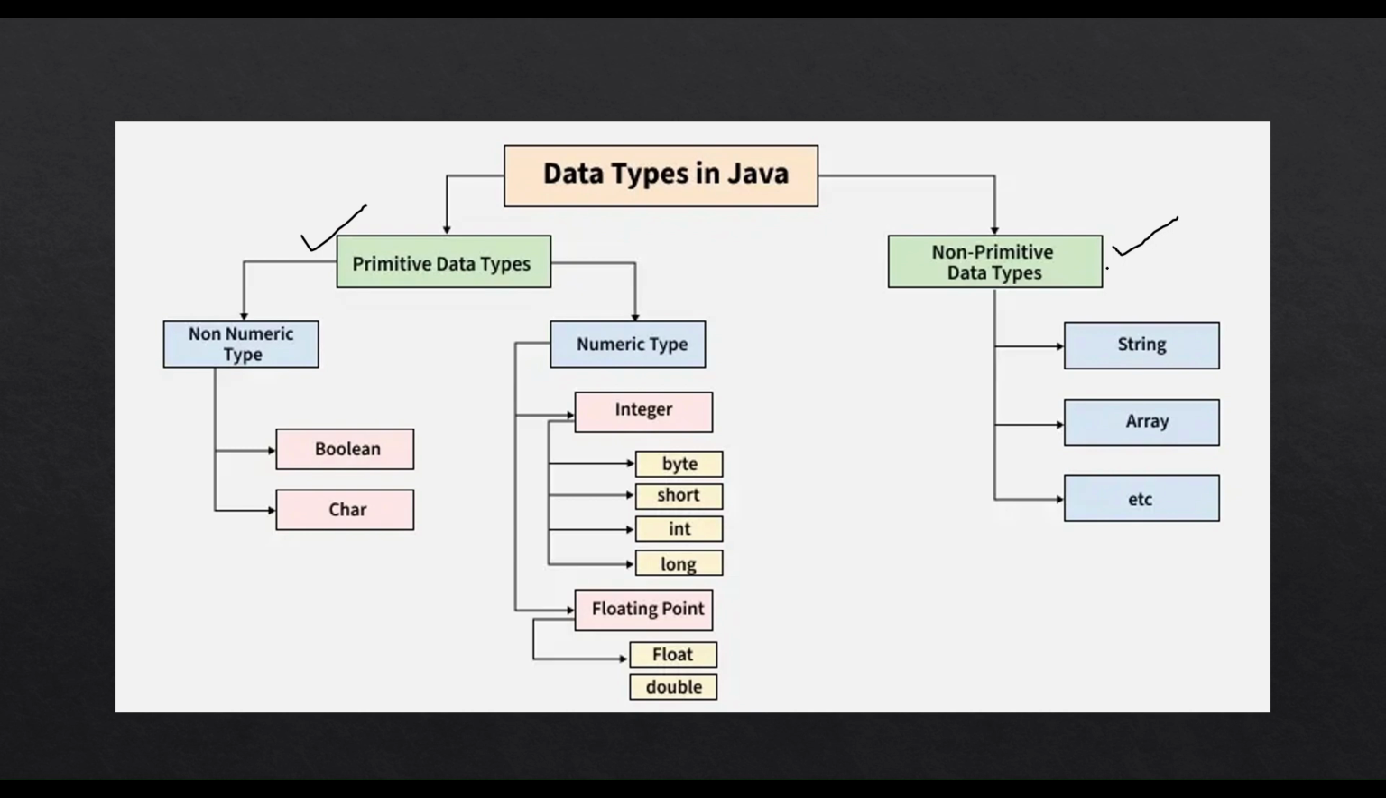Non-numeric data types include boolean and char values. Boolean means true or false, whether your condition is true or false. In order to pass that kind of value, you can use boolean as your data type. And character means a, B, C.